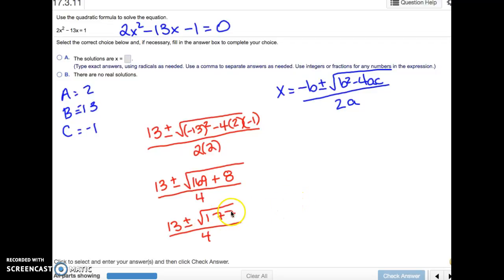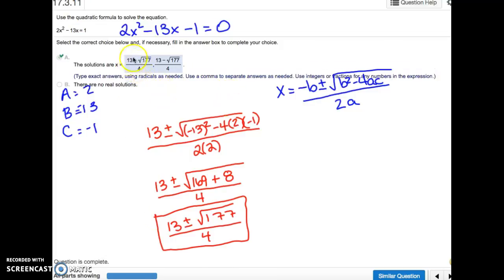And 177, I do not believe it breaks down. So this is going to be your answer. You will type it in as 2 separate parts. And I went ahead and typed both of these in, so I have 13 plus radical 177 over 4, and then comma 13 minus radical 177 over 4. So there are my 2 answers.